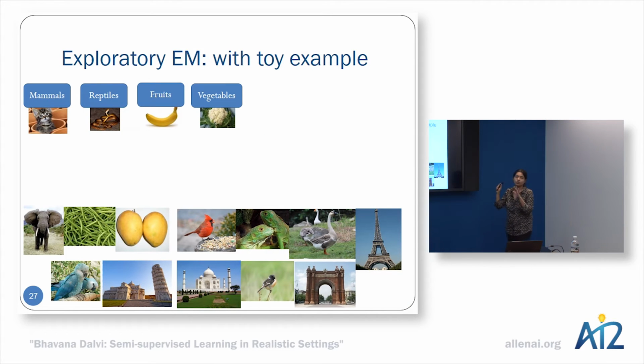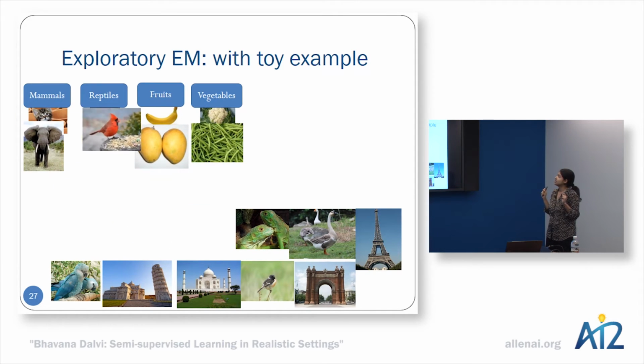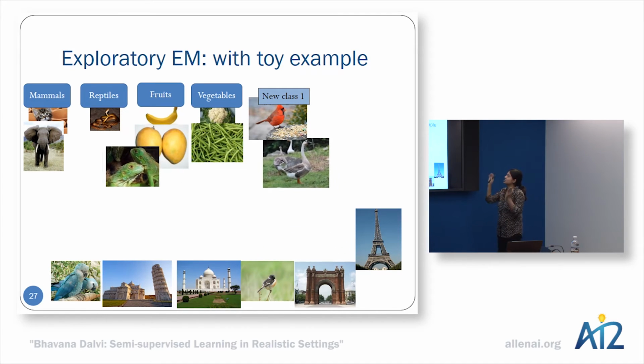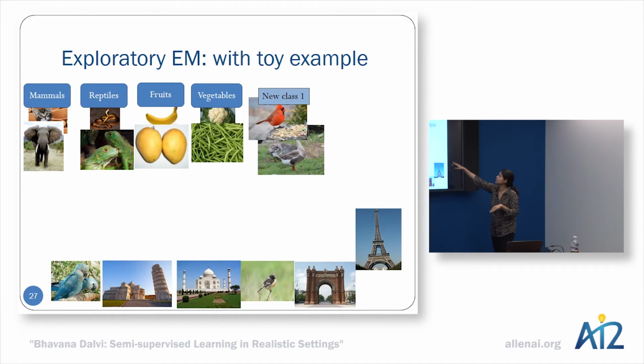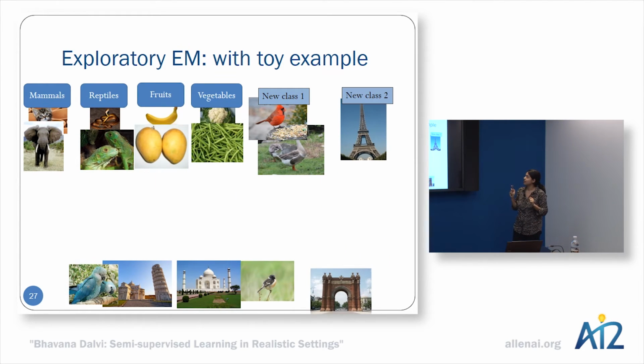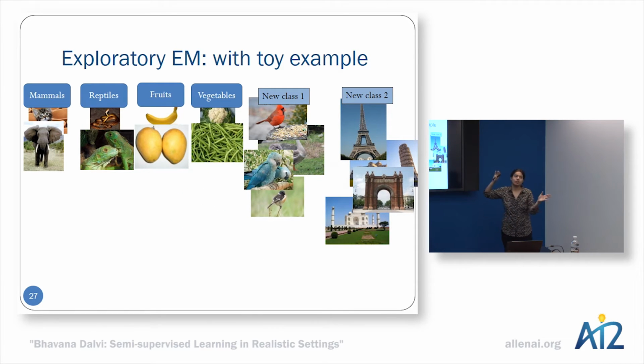Now let's see how it will work for our running example. The first three data points sequentially go to one of the existing classes. Now the bird comes and it creates its own class. The next two data points join the existing cluster. So for this bird, the new class 1 was there. Then comes the monument and creates its own class, and the rest of the data points join. So this is how, ideally, exploratory EM should work.